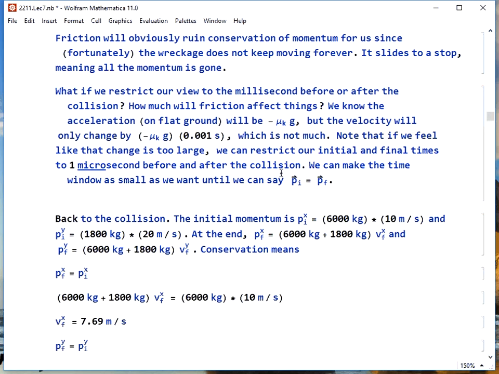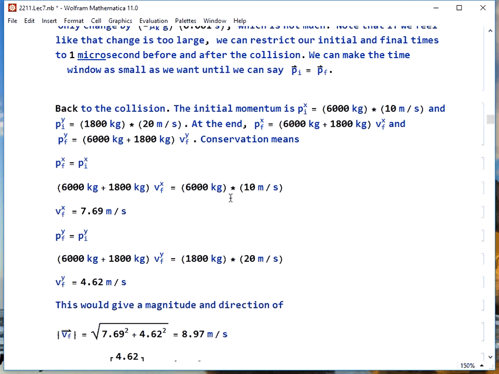However, what if instead of forever in the future and forever before the collision, we looked at a millisecond before and after the collision? How much of an impact does friction have then? The acceleration on flat ground will be negative mu kg. This is what we got from the chapter on forces. But the change in velocity in 1 millisecond will be that acceleration times t, which is very, very small. If that seems like too large of a velocity change for you, look 1 microsecond before and after the collision. The idea is if we make that time window small enough, we can always say initial and final momenta are equal.